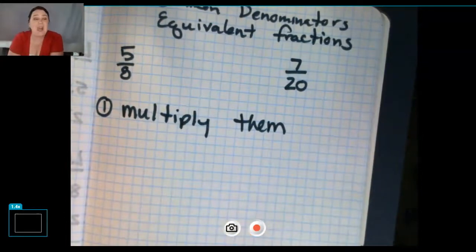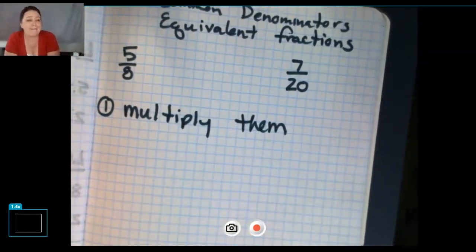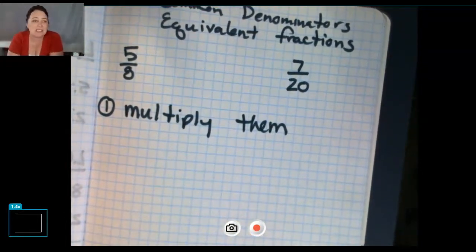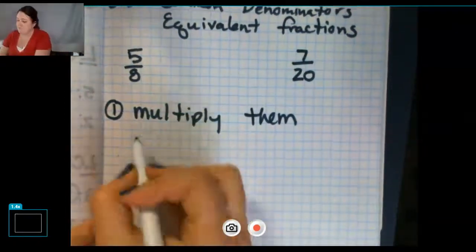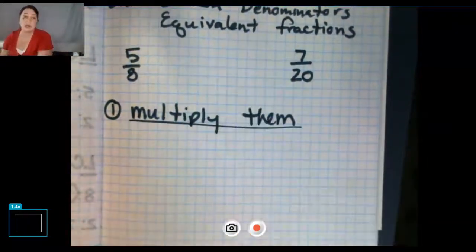It will get you a common denominator. Every single time you're going to get a common denominator. Is it going to be the least common denominator? Not usually. Most of the time, no. It's going to be kind of big and kind of hard to work with. However, it will get you a common denominator. So the first thing you can do is just straight up multiply them.